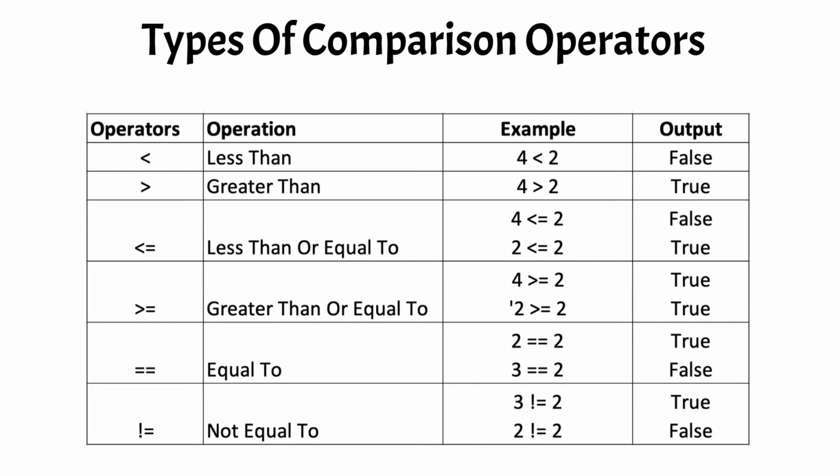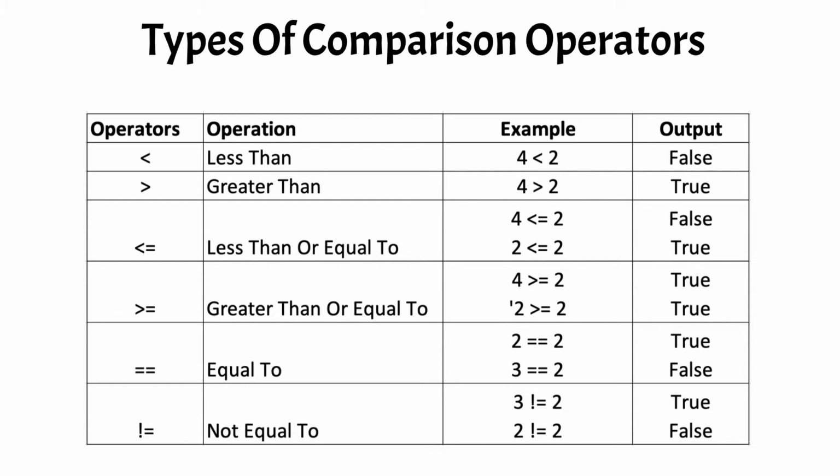In order to check the equality between two operands, we can use the double equals comparison operator. So if we write 2 equals 2, then it will return true, and if we write 3 equals 2, then it will return false. Now in order to check inequality between two operands, we can use the not equals comparison operator, which is represented by an exclamation mark and equals. So if we write 3 not equals 2, then it will return true, and if we write 2 not equals 2, then it will return false. I hope that this is clear.